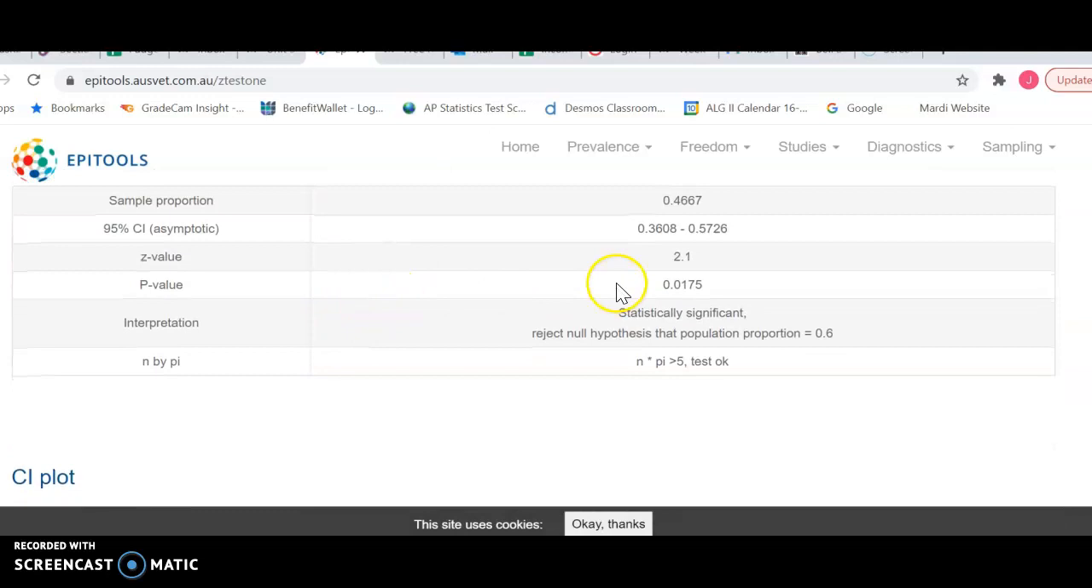The only two things we need out of here are the z-value and the p-value, but there's a little bitty thing that you've got to remember. If you do a less than alternative, which we have, we're going to make the z-value negative. The p-value is going to remain exactly what we see. So the z-value is negative 2.1, and the p-value is 0.0175. And go back to the notes.